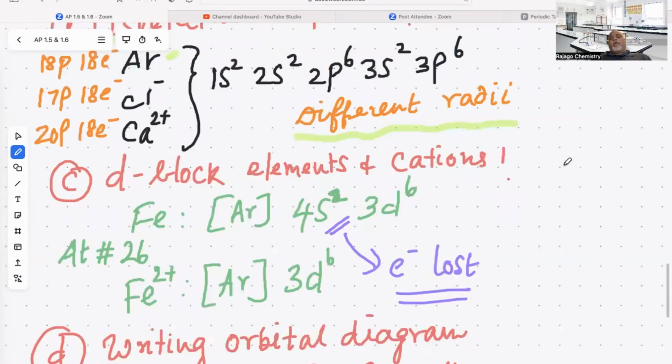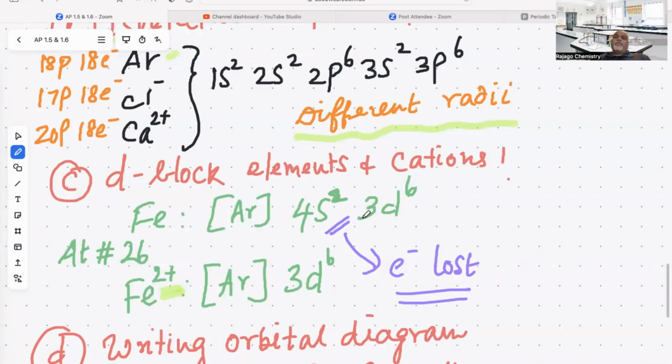And then the d block elements and cations. When you fill electrons, you fill them in Aufbau order. When you take iron, atomic number 26, you fill up to argon, 1s2, 2s2, 2p6, 3s2, 3p6, and then fill 4s2 and then 3d6. But when iron loses 2 electrons, it is not going to lose them from 3d. It is going to lose them from 4s, because it always loses electrons from the outermost shell.